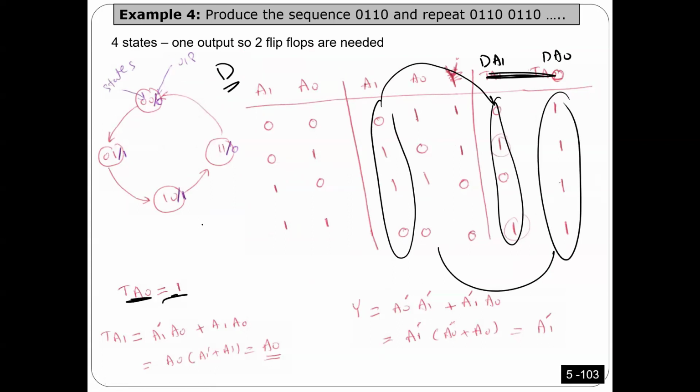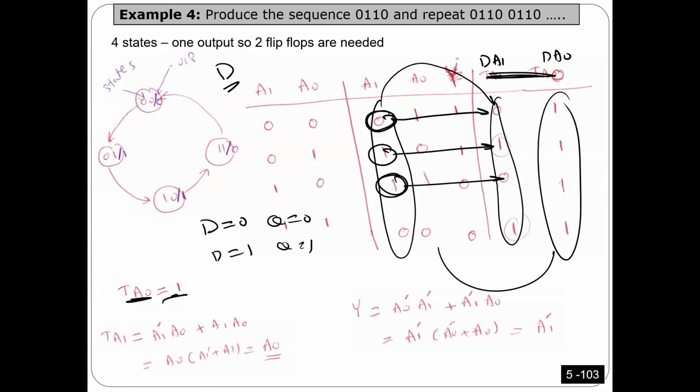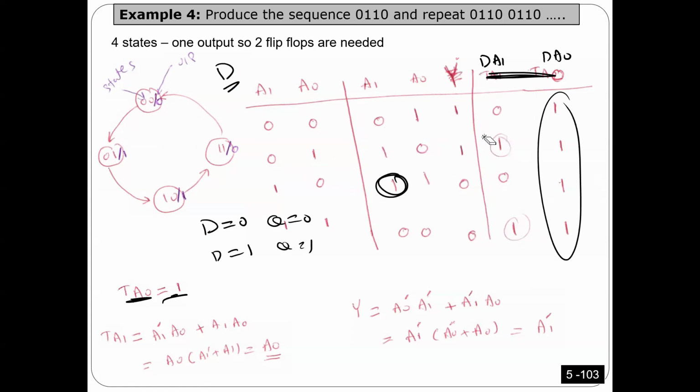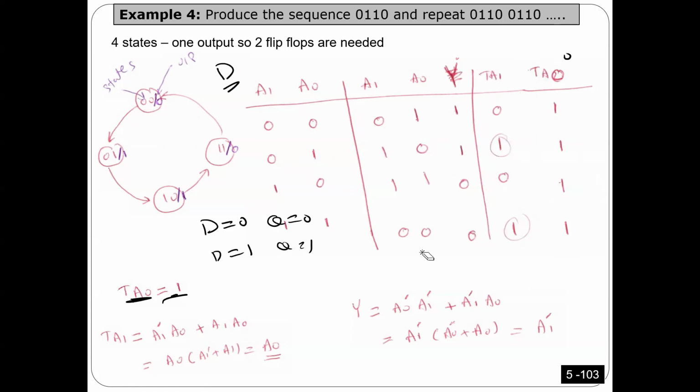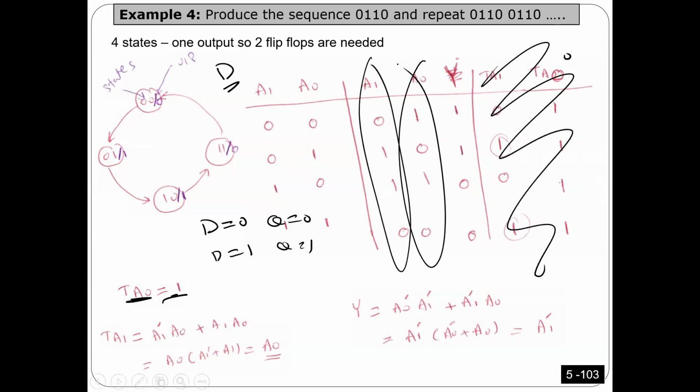Because in case D is equal to 0, Q is equal to 0. If D is equal to 1, Q is equal to 1. That means if I want to get 0, I have to make sure D is 0. If I want to get 1, I have to make sure D is 1. You got what I'm saying? So again, sometimes in some of the examples I didn't even write this one, and I just worked it on these two. You got what I'm saying?